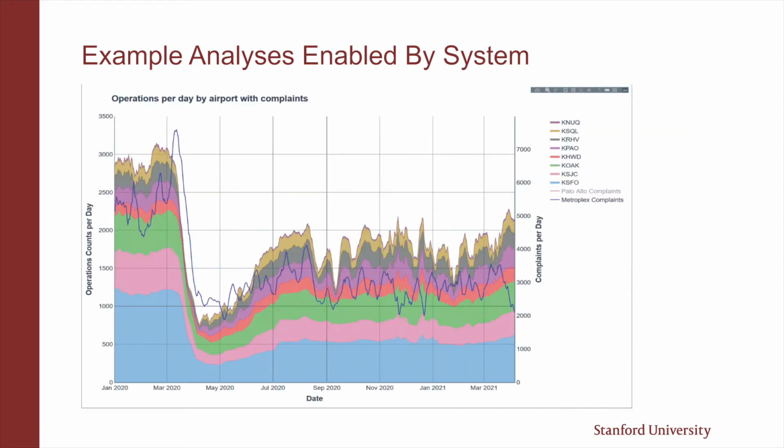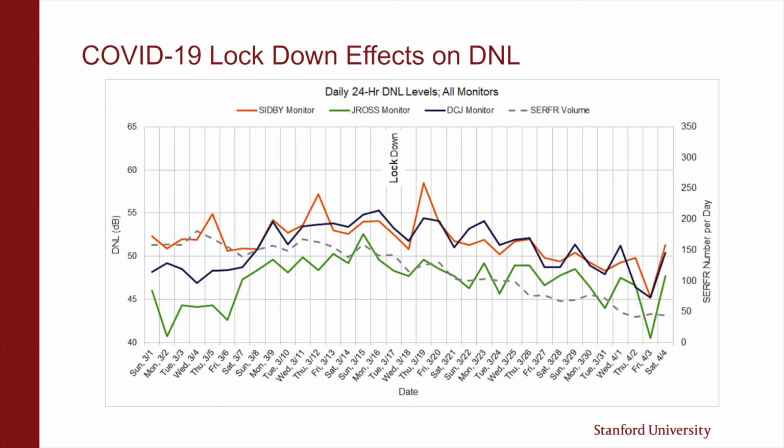The following three charts together tell an interesting story. Here we see the total flights per day by airport right before and after the COVID-19 lockdown. The dark blue line shows the number of complaints per day, which seems to track the number of flights closely. This dramatic decrease in aircraft traffic resulted in about a 3 dB decrease in measured DNL at 3 locations we monitor.